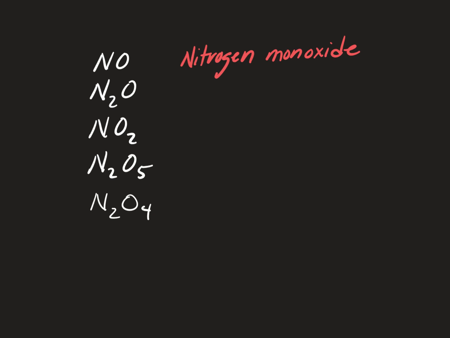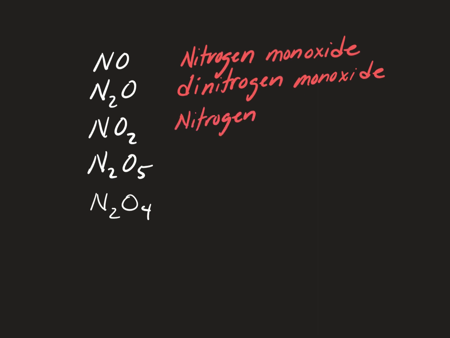Now, in this next compound, I have two nitrogens. I need to specify that I have two nitrogens. Di-nitrogen monoxide. Okay, what about the next one? Again, nitrogen. And this is dioxide. Okay?